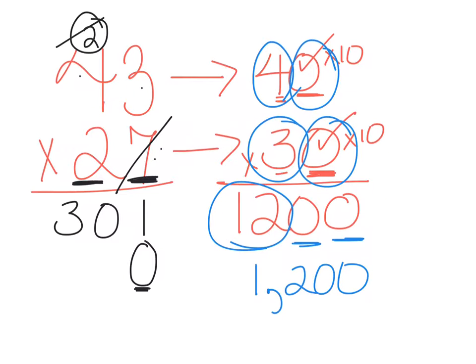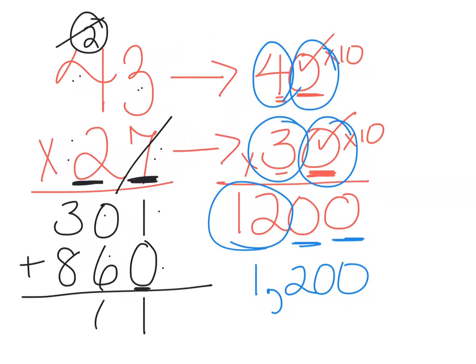So, starting with this 2, we have 2 times 3 is 6. 2 times 4 is 8. Now we're going to add these up. 1 plus 0 is 1. 0 plus 6 is 6. 3 plus 8 is 11. And now our exact answer is 1,161. And if you compare that to our estimate, we are in the ballpark.